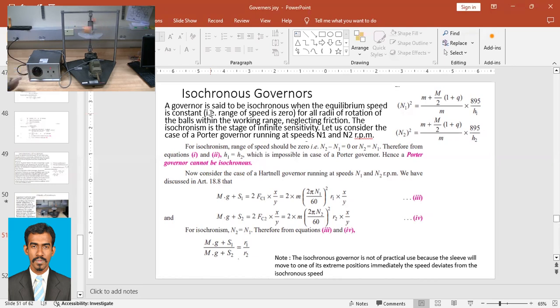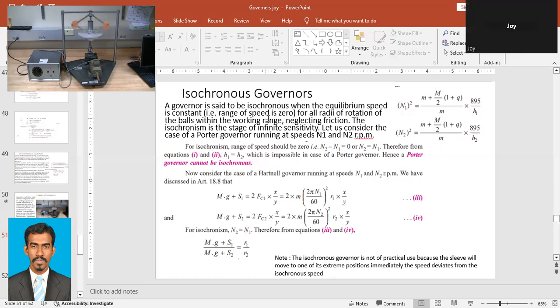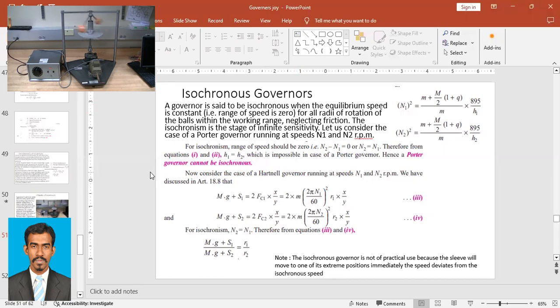So see here, the governor is said to be isochronous when the equilibrium speed is constant. That is, the range of speed is 0. So at equilibrium speed, at a particular speed, the governor lift should be constant. That is, range of speed is 0.